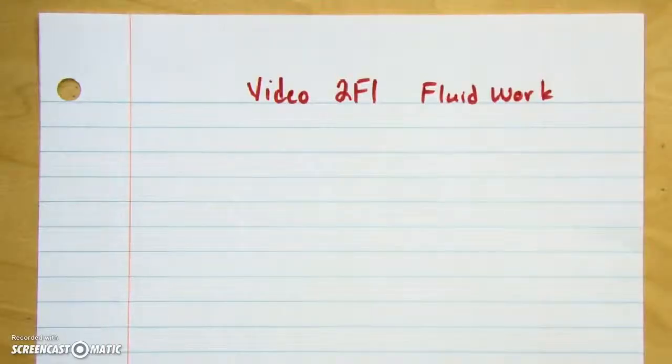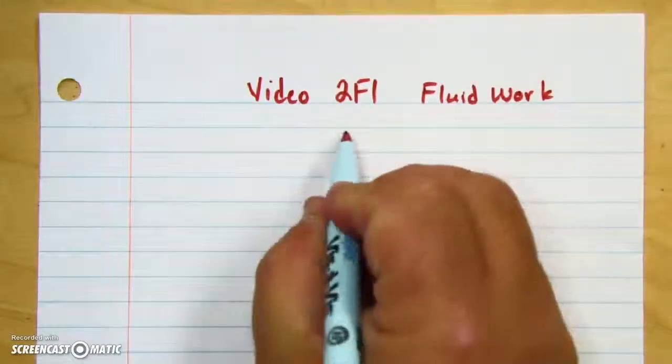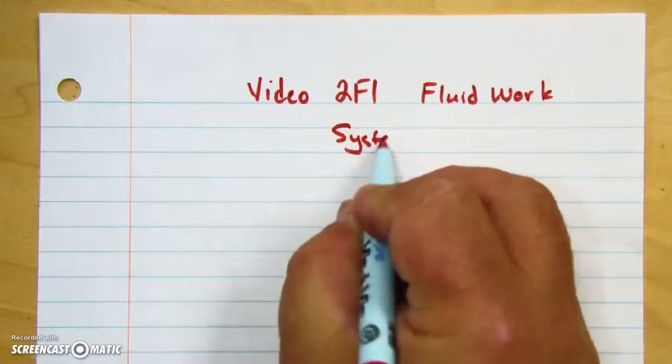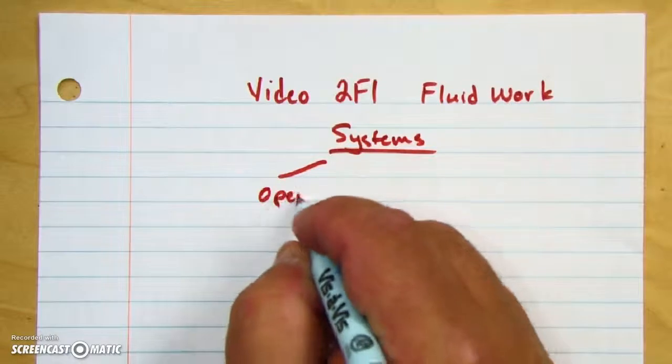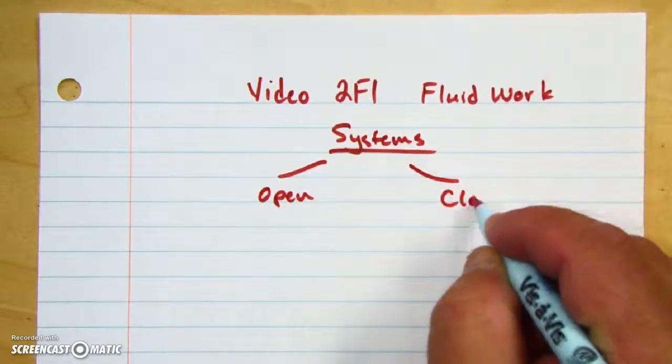Okay, now we're talking about work done by fluids. So let's pick that up. First of all, we need to just understand there are two different types of systems that we're going to deal with in a fluid world. There's an open system and a closed system.